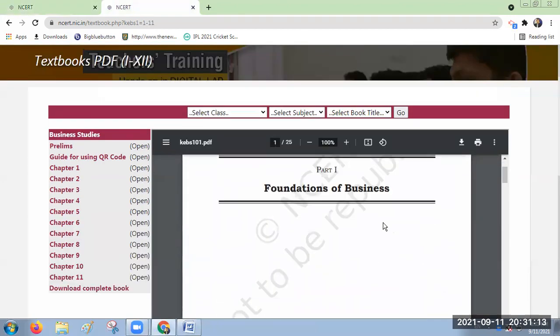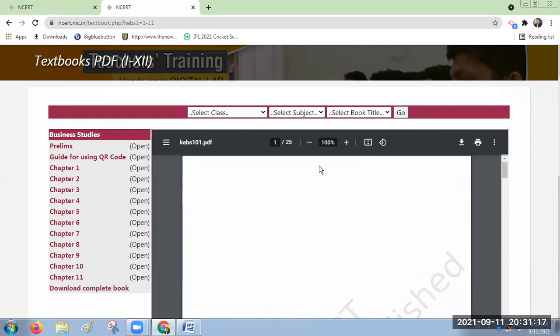So our subject is foundations of business. So what is the subject actually? This is business studies. Yes, sir. Business studies, this is the subject. Have you purchased any book? Any book is there with you now? Yes, sir, I have the textbook. We have the textbook. Very good.